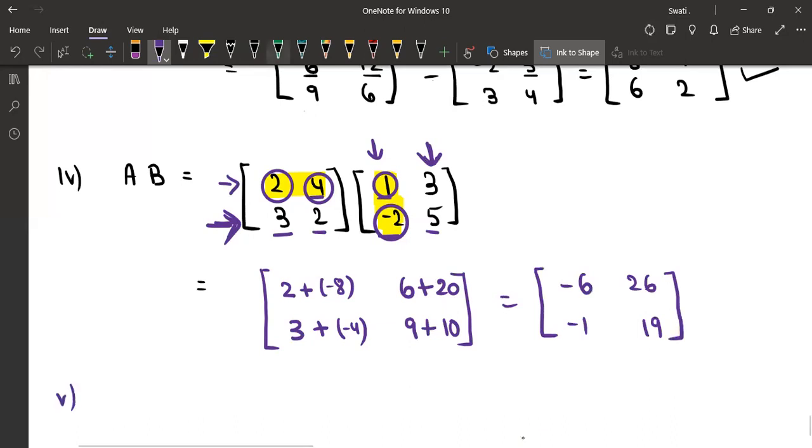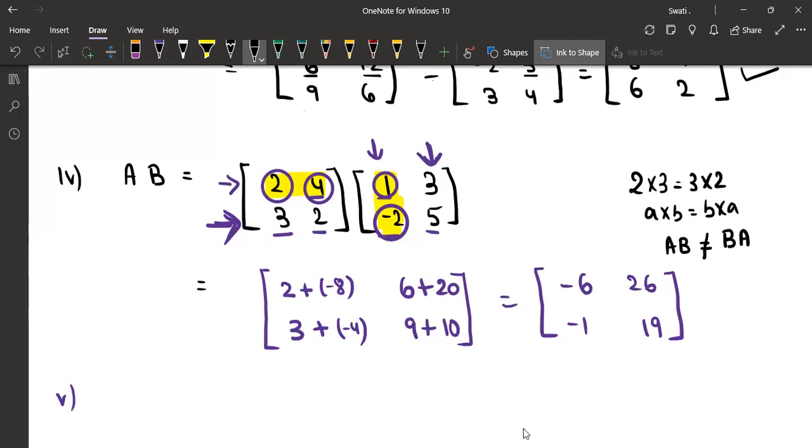Now let me tell you that here the commutative property does not hold. We know that 2 into 3 is the same as 3 into 2. Or simply we write that A into B is the same as B into A. But in matrices, AB does not necessarily equal BA, right? So therefore, we need to find out the value of BA.